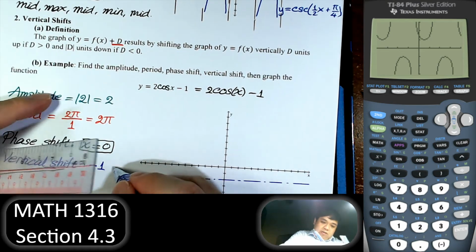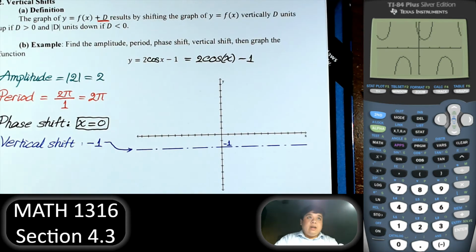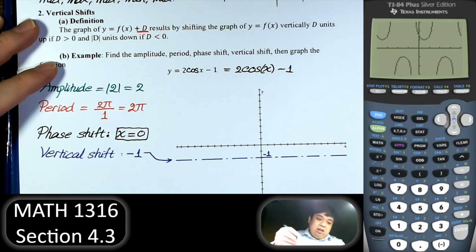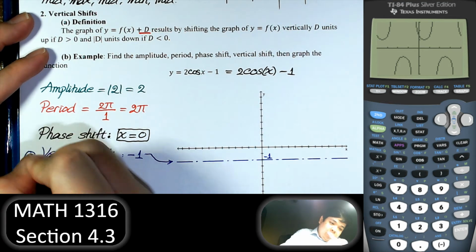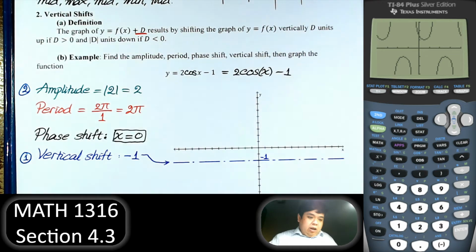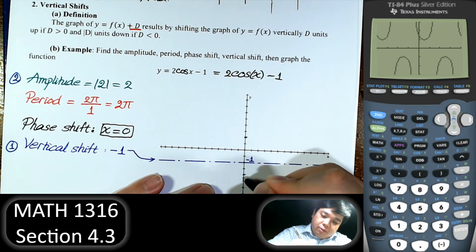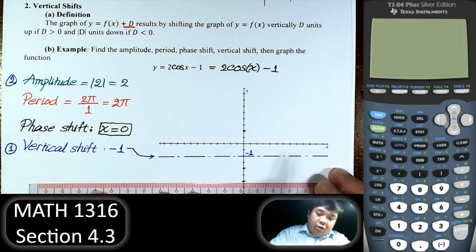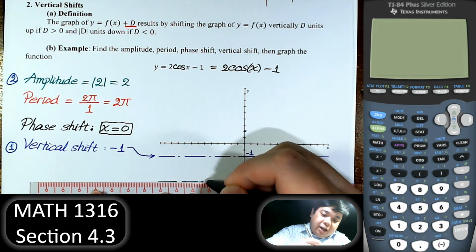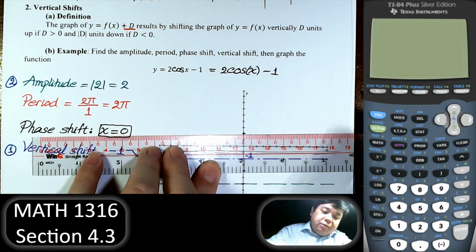So that is the vertical shift, -1. And then that's where we start first. The first thing we graph is the vertical shift. And then we go to the amplitude. It's 2. We go 2 up, 2 down. So the vertical shift is the first thing we do, and then go up and down the same amount, that gives us the amplitude.